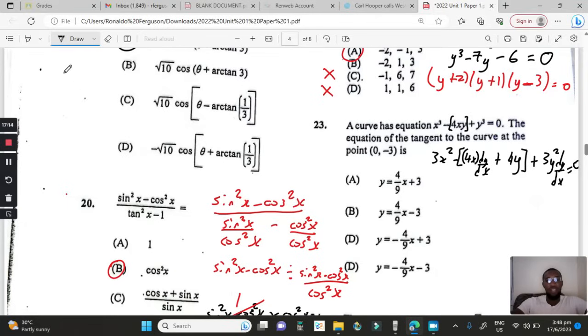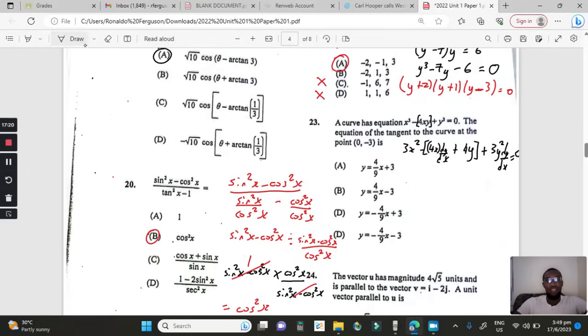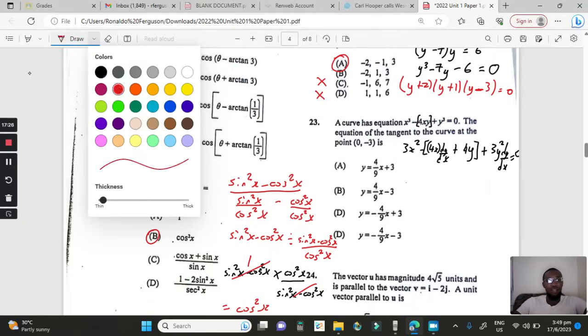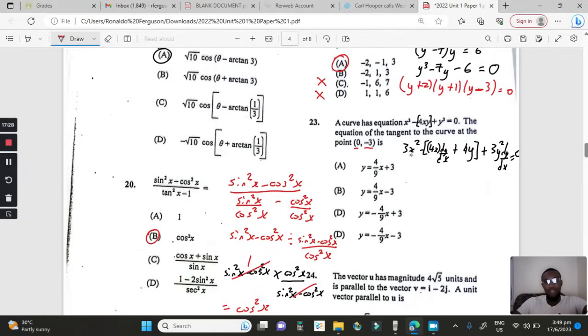Now we just need to transpose that equation and make dy/dx the subject, and that's going to give us the gradient of the tangent. By the way, this looks like a lot of work, so I'm actually going to substitute in the point 0, -3. When I plug the x value as 0 and the y value as -3: 0 minus anything times 0 is 0. Then I put the y value as -3, so that's plus 4 times -3 plus 3 times -3 times dy/dx, and that's equal to 0.